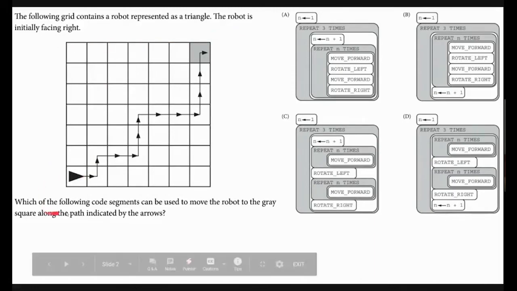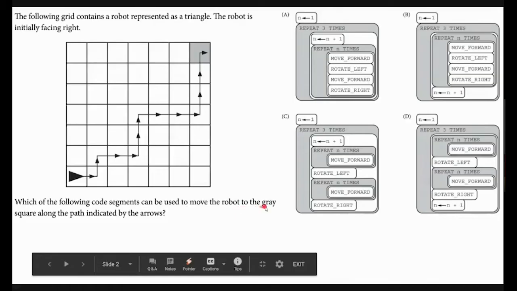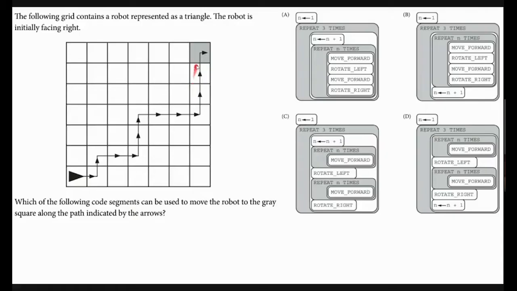Okay, and then it says, which of the following code segments can be used to move the robot to the gray square? So it's kind of like Lightbot lighting up the box. That can move the robot to the gray square along the path indicated by the arrows. Okay, so following this route, A, B, C, or D, which one of them will move this thing?